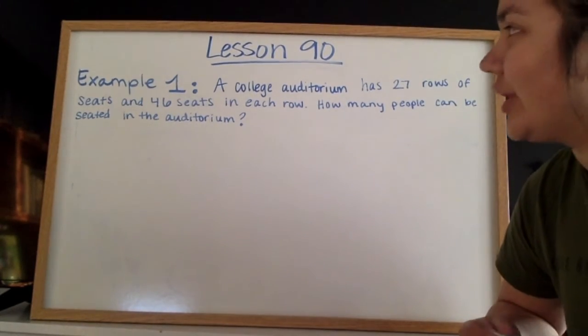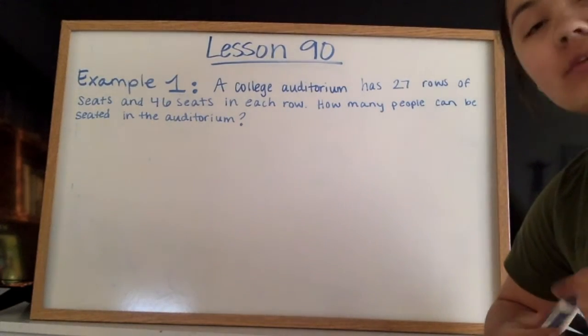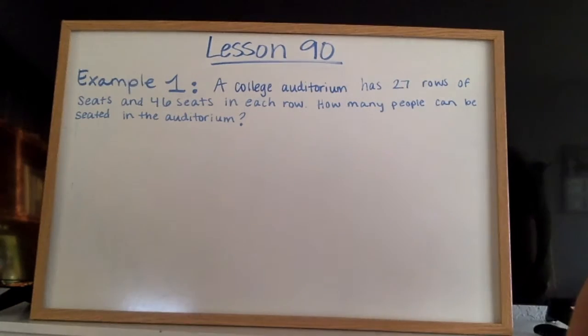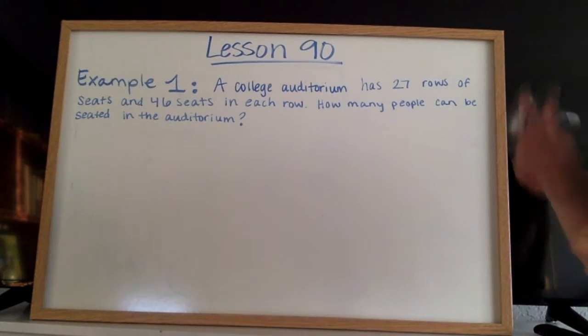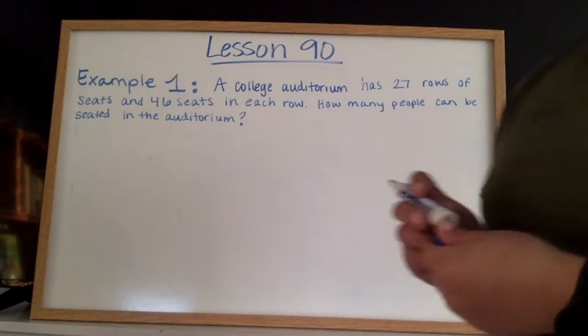Hi! We're going to go over lesson 90 today, which is dealing with two-digit multiplication by another two-digit. So, I'm going to read the example, and then I'm going to underline what the question is asking us.